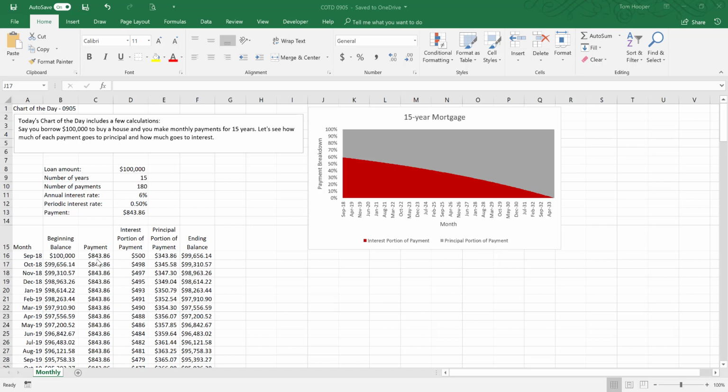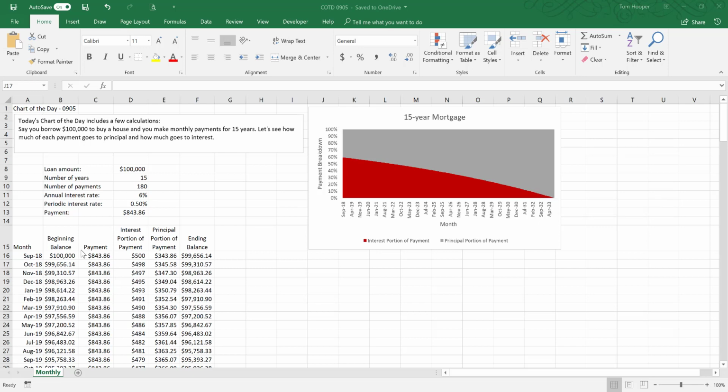The payment's constant at $843, and we know that it starts out about half and half, slightly more, actually 60% going to interest. And it's always frustrating when people learn how mortgages work that your earlier payments are more weighted toward interest and your later payments are more weighted toward principal. But no need to get indignant about that.